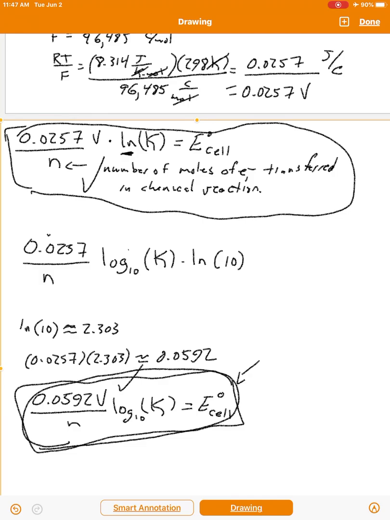0.0592 volts over n times the log base 10 of K is equal to the standard cell potential. Okay, and there you go. Now it's just a matter of using those equations to do the calculations.